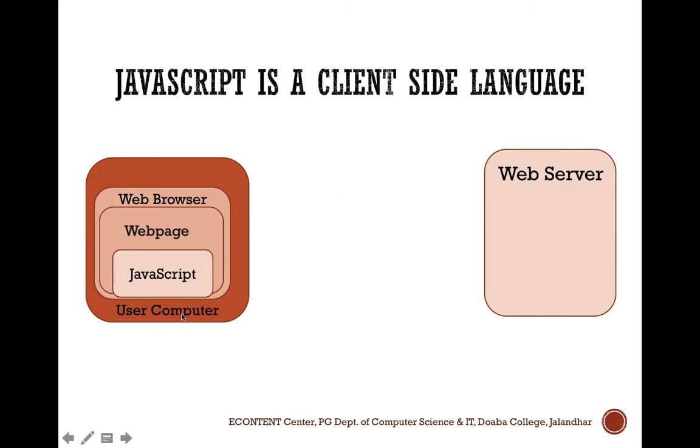This web page that includes JavaScript basically includes HTML, CSS, and JavaScript. The entire code will be transferred from the web server to the client computer, and it will be executed on the client computer. So JavaScript is a client-side language. It means whenever you request a resource that contains JavaScript, the server will transfer the entire code to the client computer, and the code will be executed on the client side. So that's why we call JavaScript a client-side language.